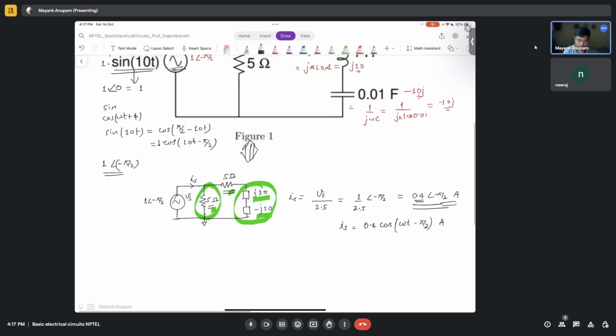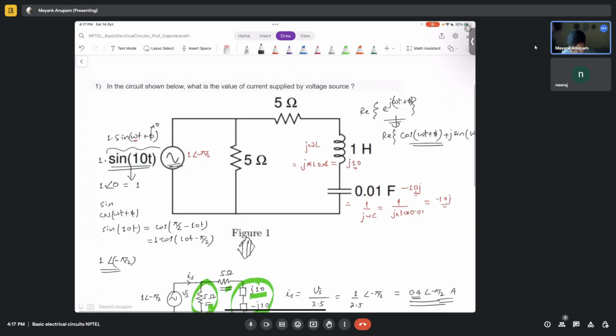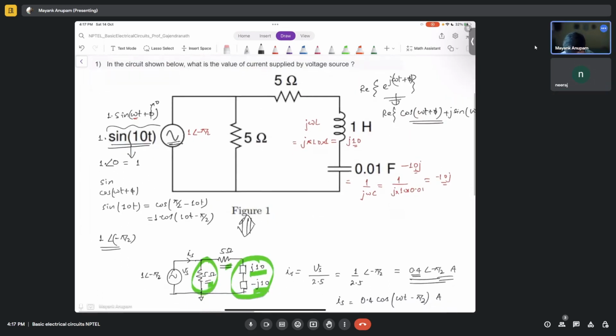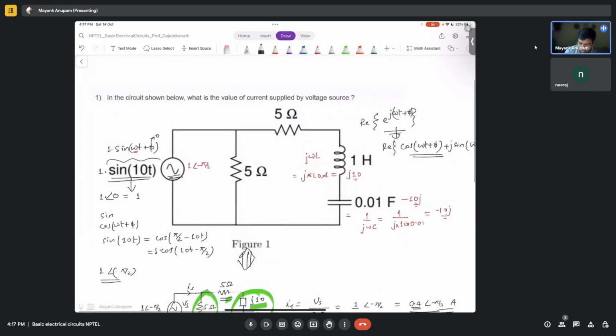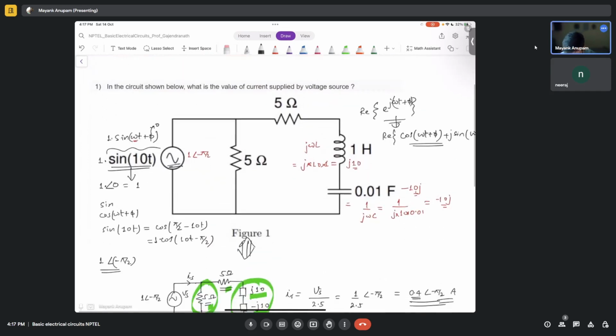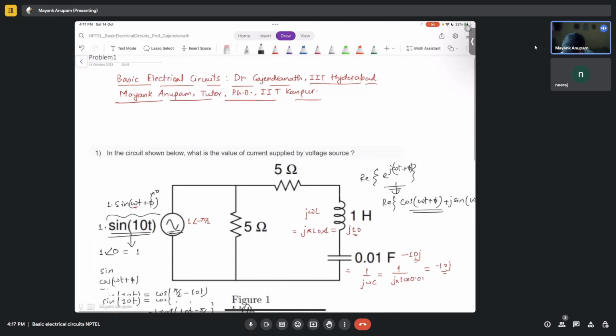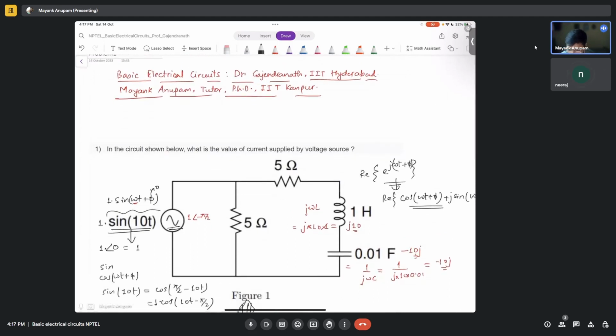So this is an easy thing to do, right? Is there any doubt in this question? I guess not. This was very straightforward, so we're moving on. Regarding this voltage source, we have to always convert it to cos. Always replace it in terms of cos.